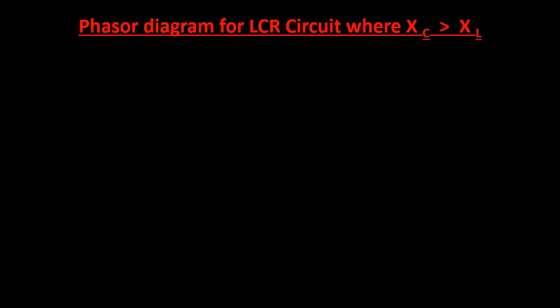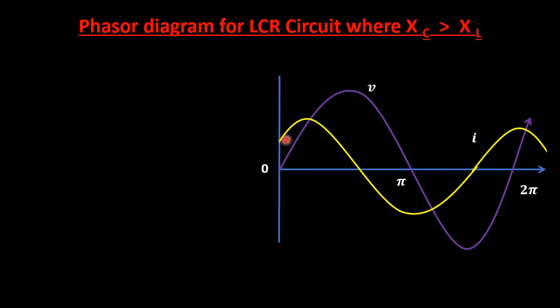Now we draw a phasor diagram for the LCR circuit under the condition XC greater than XL. It means capacitive reactance is greater than inductive reactance. And if we draw the curve of voltage and current for the LCR circuit, then we will get this kind of graph. This yellow curve represents the current, and this represents the voltage. From this figure, it is clear that current is ahead of voltage. So first current reaches maximum, then only the voltage reaches maximum.